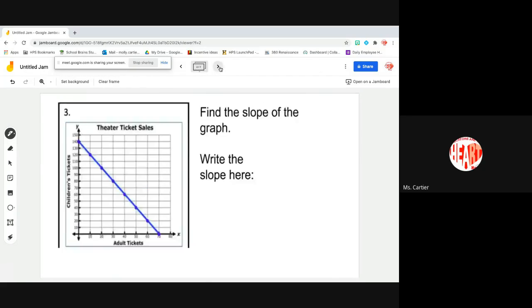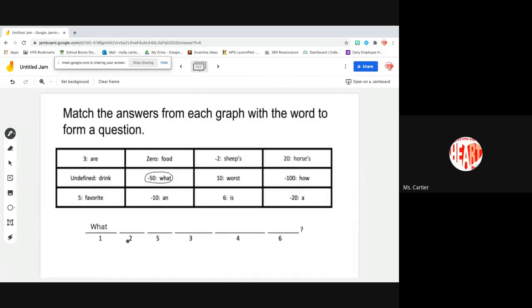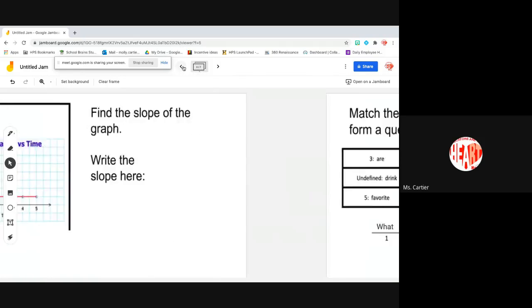So we're going to go to the end for our riddle. For problem number 2, our answer was 6. So we are going to say is. What is? Now we're on to problem number 3.